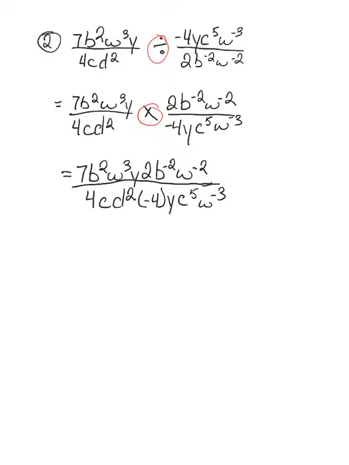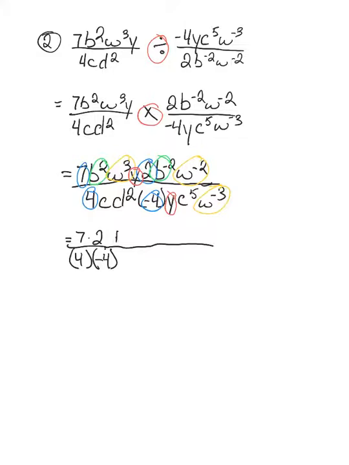So now we do what we did before. We look for the numbers. We look for any common terms, which is b's. And we will look for any others, which happens to be w's. And we will come back for the rest of the terms later. So if we combine, so now it's 7 times 2 over 4 times negative 4 for all the numbers.